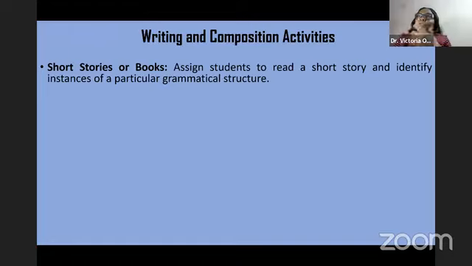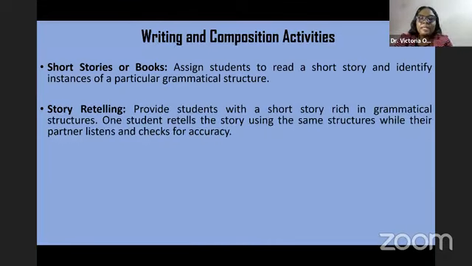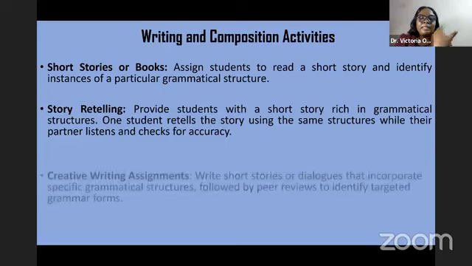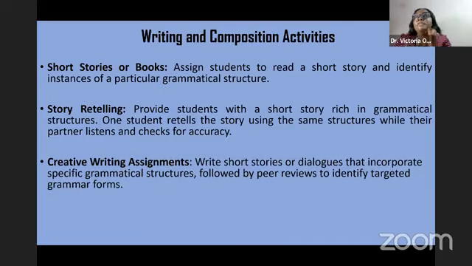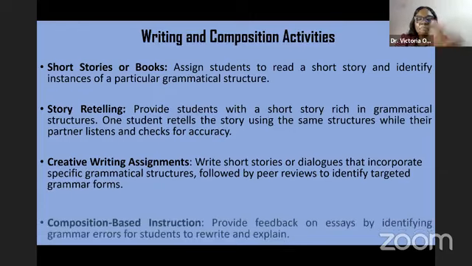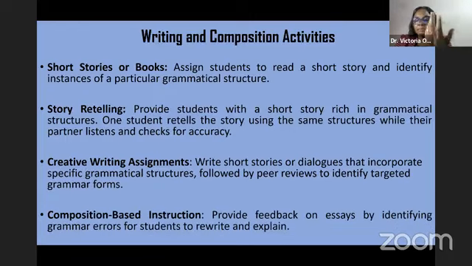Writing composition, so we can equally use short stories or books. You can assign students to read the story and identify instances of particular grammatical structure. They can do storytelling. They can use, you mentioned creative writing activities. So even teaching things like writing and composition activities, you can situate them in context that they are familiar with.